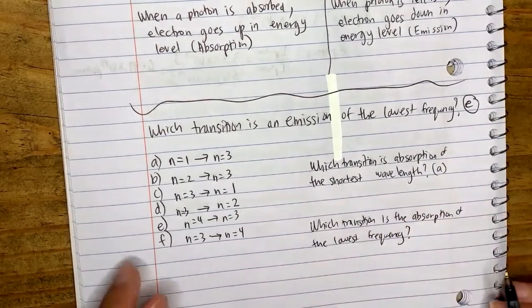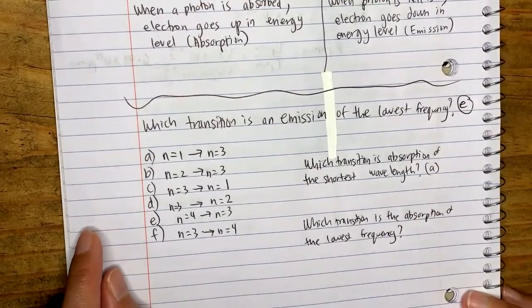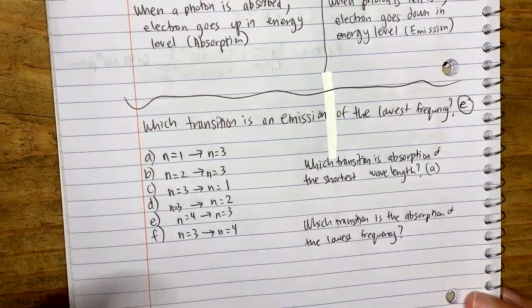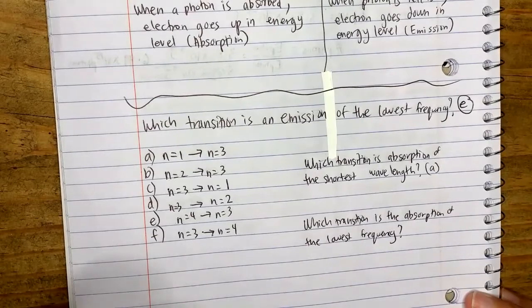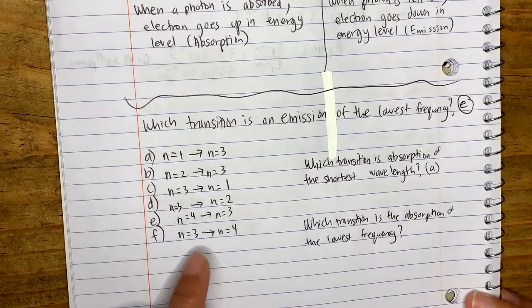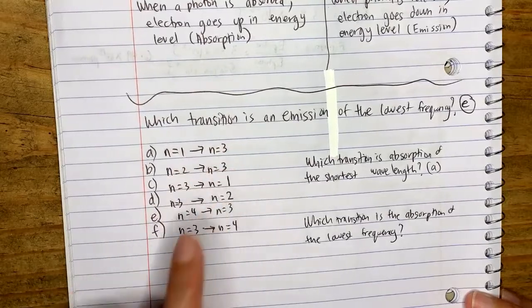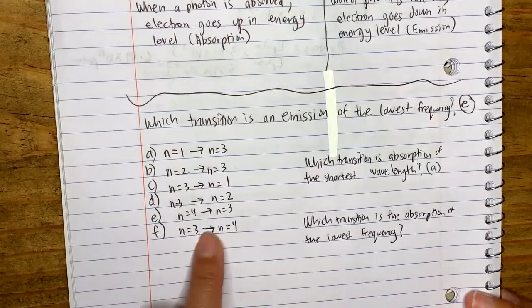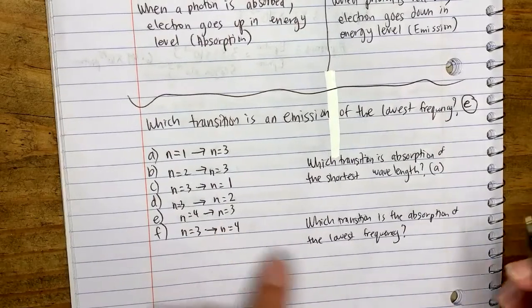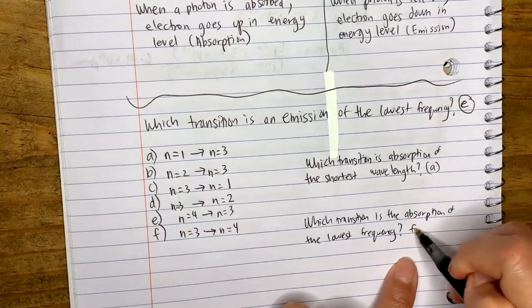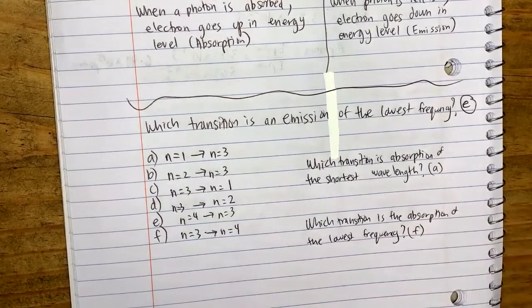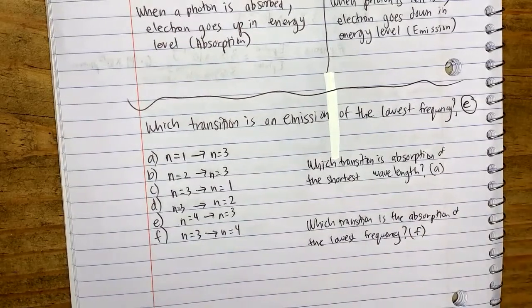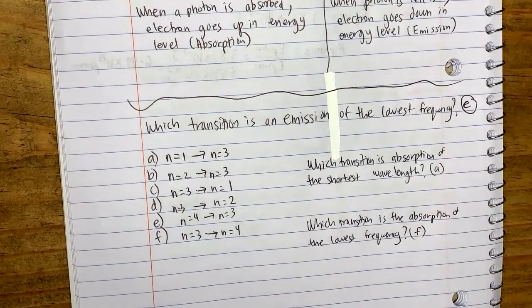So lowest frequency, but now we want to absorb the lowest frequency. So it has to go up, but the smallest gap, because low frequency is low energy. So going up, but the smallest gap. Going up 1 to 3, 2 to 3, and then 3 to 4. The smallest gap would be 3 to 4 because the 3 to 4 gap is closer. So in this case, that would be F. That's my answer.